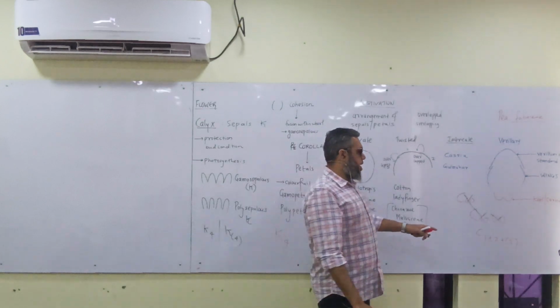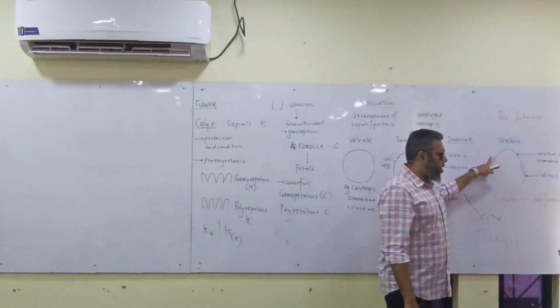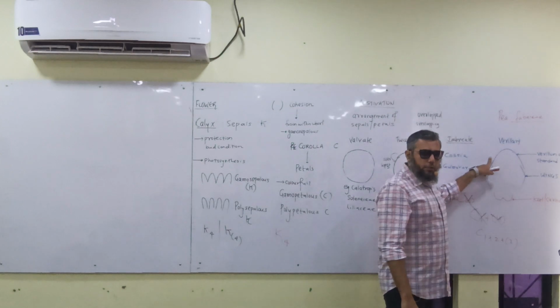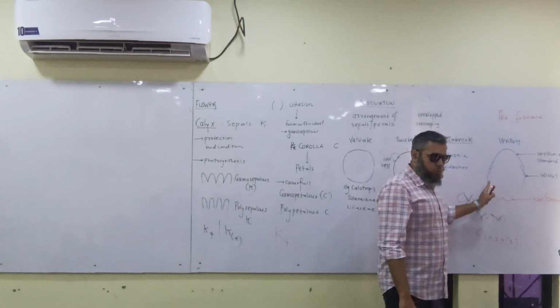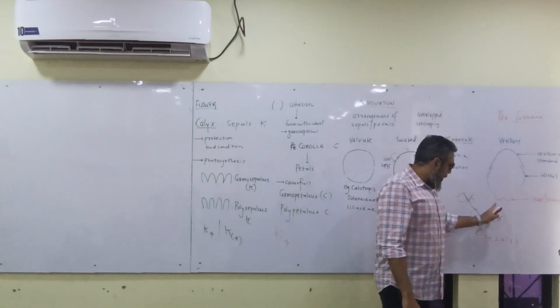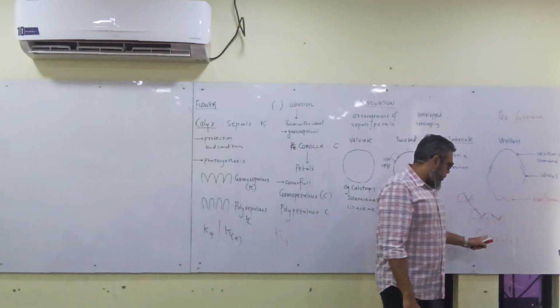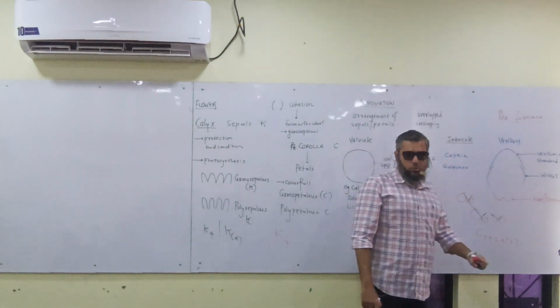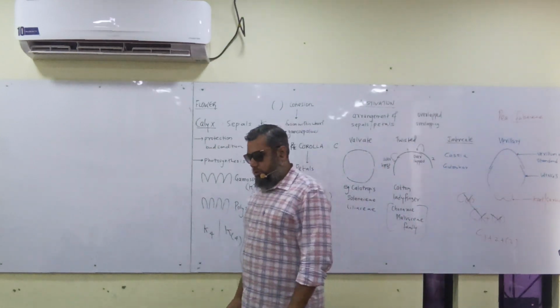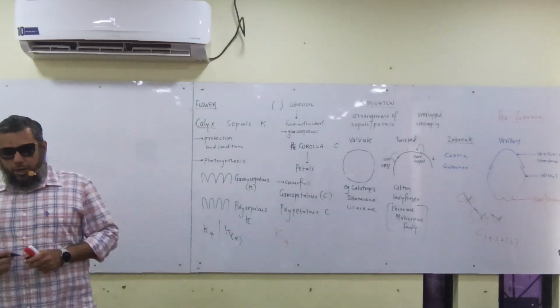1 plus 2 plus 2. Totally how many members are there? 5. One of them is the posterior most one, which is called as the vexillum or standard, which is overlapping the two side petals which are also free. And the last two small boat shaped keel or carina are fused. So it will be 1 plus 2 plus 2. Any problem in your life? Did you understand my point?